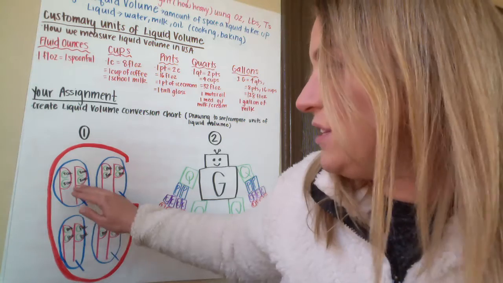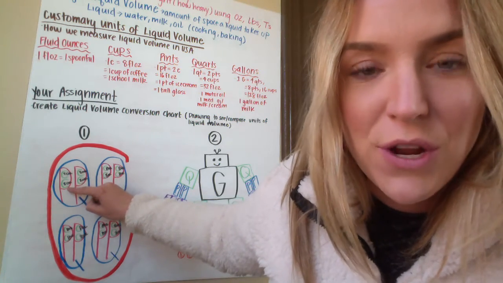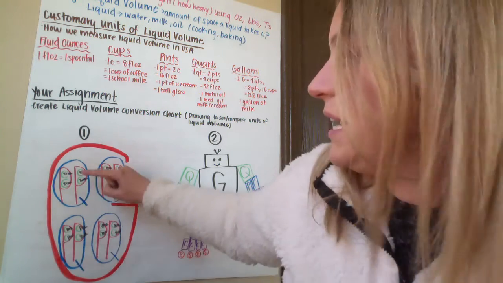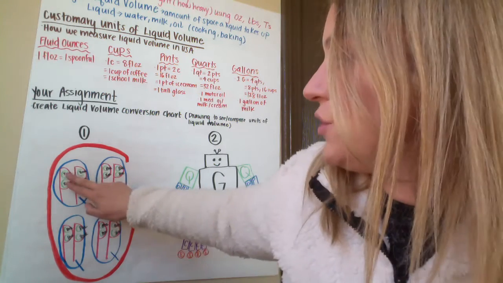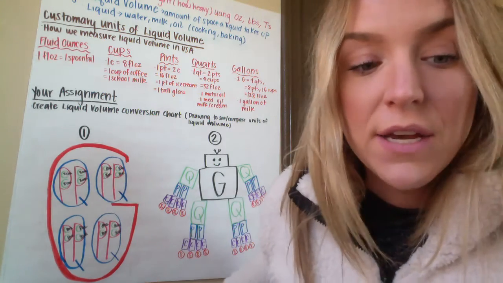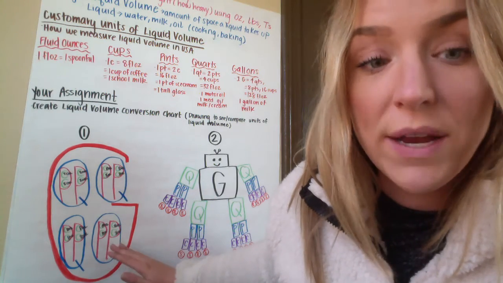And then in each of my P's, I have 2 C's. I don't know if you can see those, but they're green C's. So each pint is equal to 2 cups. So I've drawn 2 C's in each of my P's. So in total, I'm going to have 16 cups. That's equal to 1 gallon.